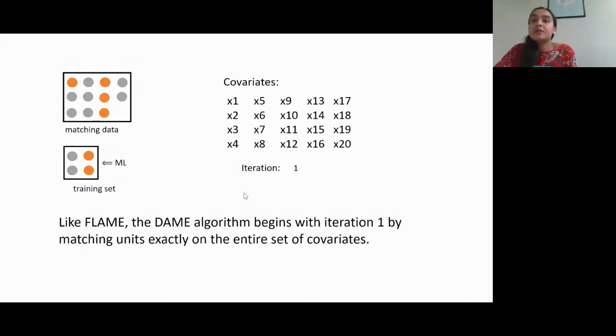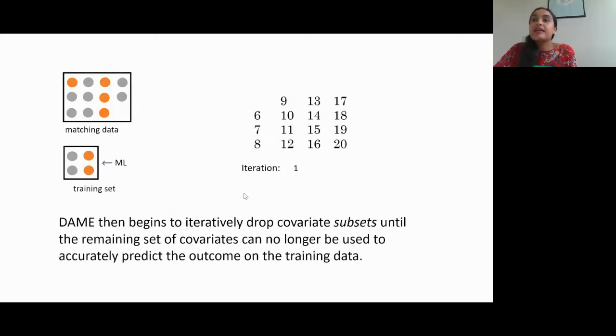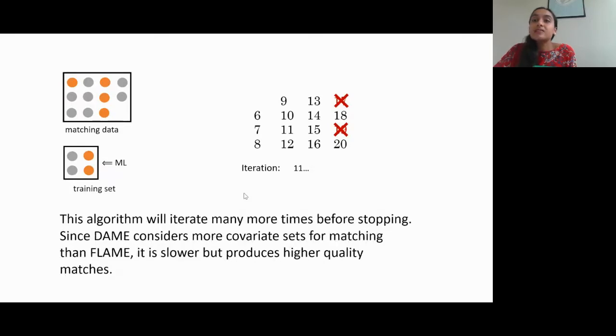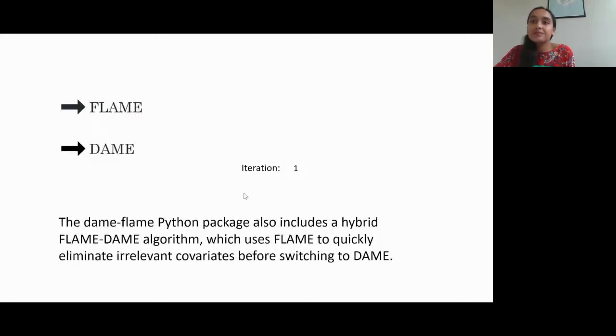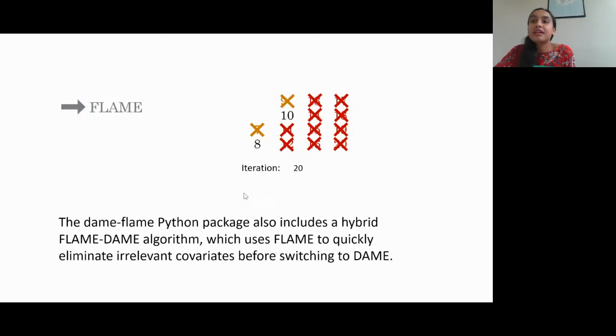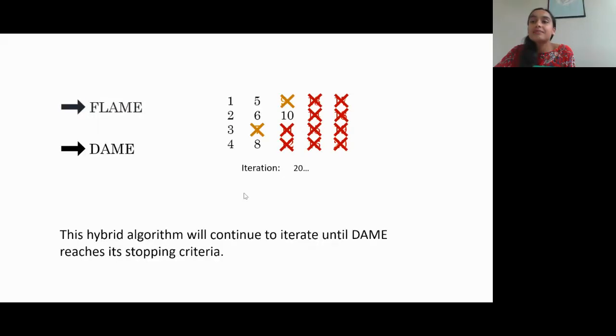The first iteration will again always be an attempt to match units exactly. Next, it drops subsets until the remaining subsets are no longer useful to us. So that means that it iterates way more times than Flame, and it considers way more covariate sets for matching. So it's much slower, but it produces higher quality matches. Another option you have within the DAME-Flame package is to run a hybrid Flame-DAME algorithm by using Flame to first quickly remove irrelevant covariates and then switching to DAME.